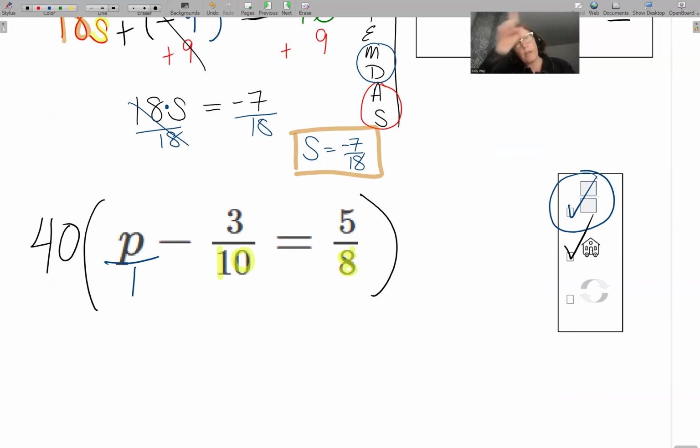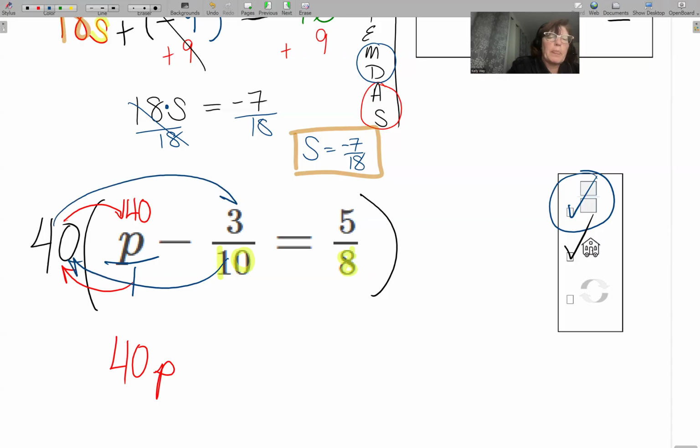Now we do arrow in, arrow out. 1 goes into 40, 40 times. So I end up with 40p. We're only taking the numerators here. We're creating what's called an equivalent equation with nothing but integers. We're kissing those fractions goodbye. 10 goes into 40 4 times. Bring it around. You do 4 times 3. That's going to be negative 12.